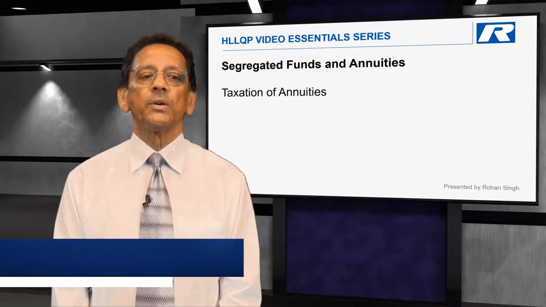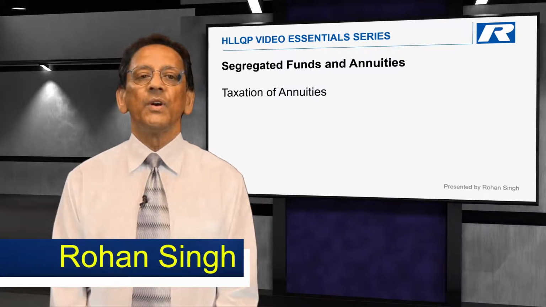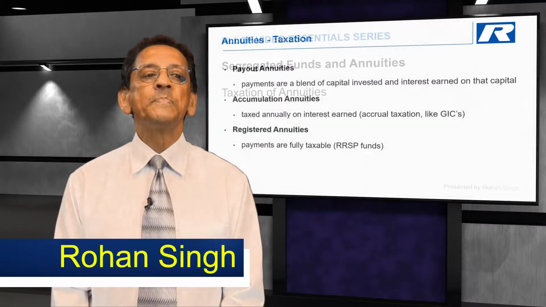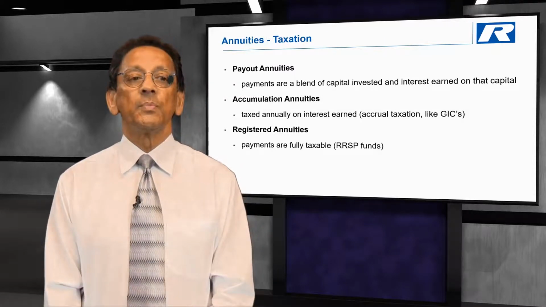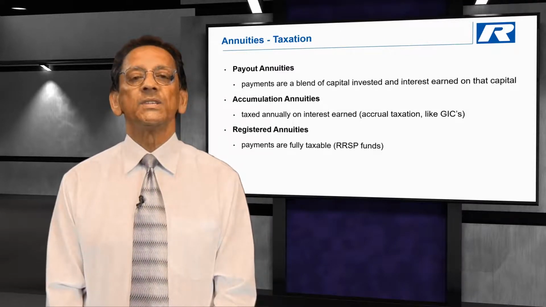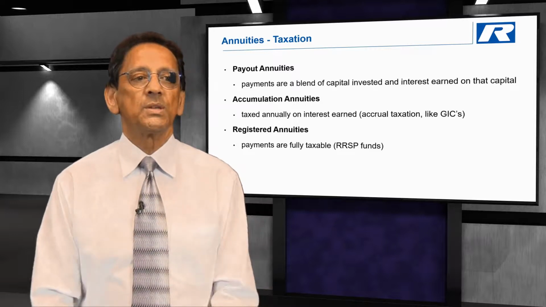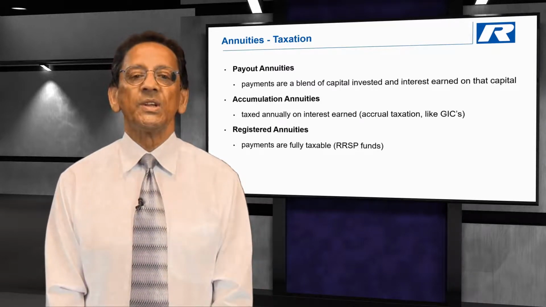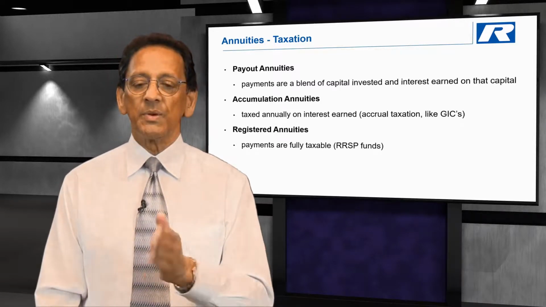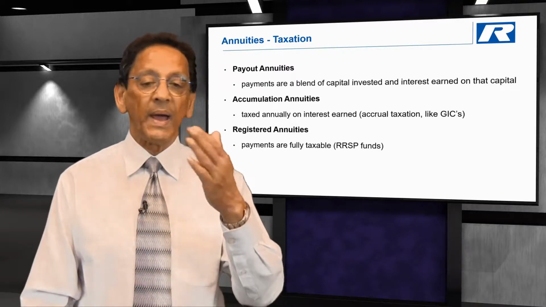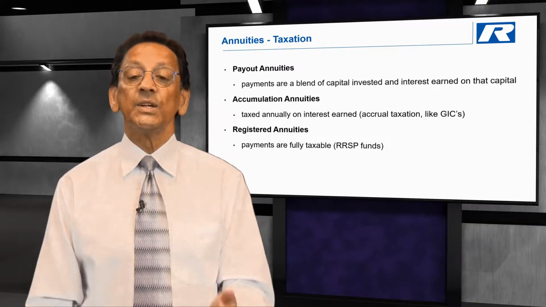In this segment, we're going to talk about the taxation of annuities. As I mentioned in the previous segment, annuities are in fact payout products. And so when we purchase an annuity, we're getting a series of payments. Our pension from our company is an annuity.